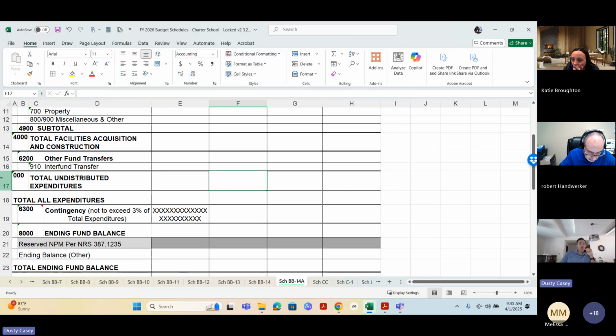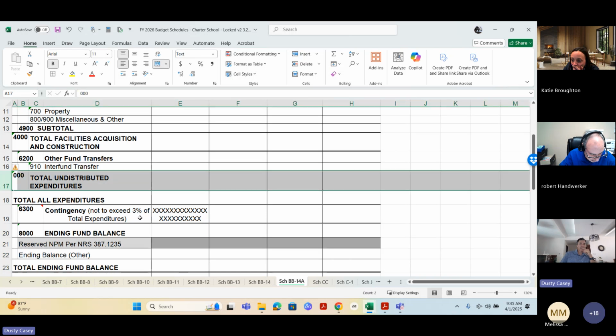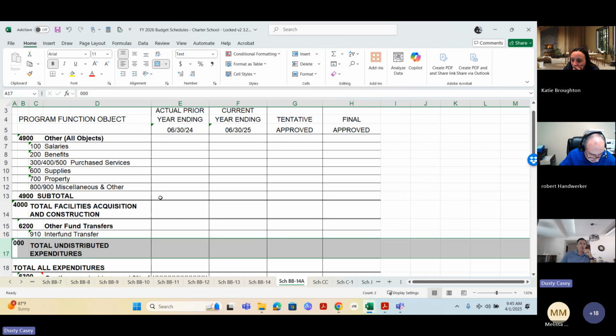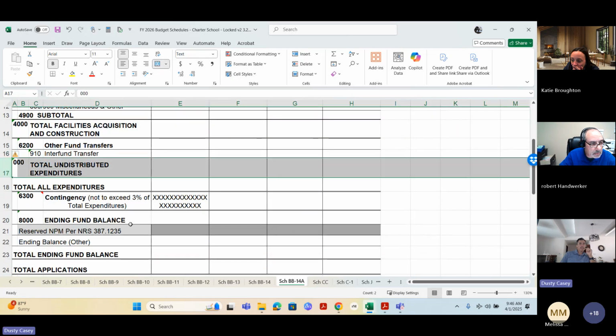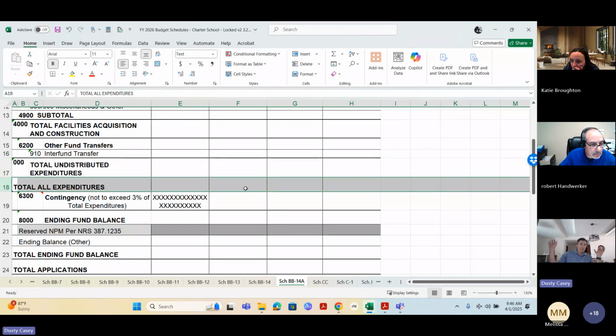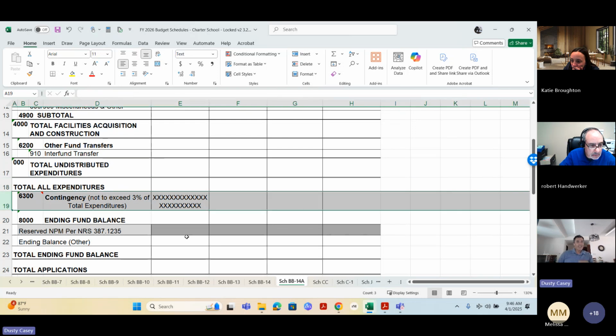And then total of all your undistributed expenditures go here. So total of that program 000 goes on line 17. So all those functions from 2,100 through 4,900, that total goes in your line 17. Then we get to line 18, a total of all expenditures, all programs. So you're going to summarize all your different programs from 100, 200, 400, et cetera, all the way to your 000. That'll be your total.